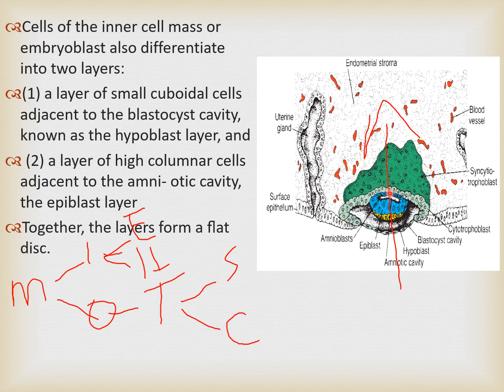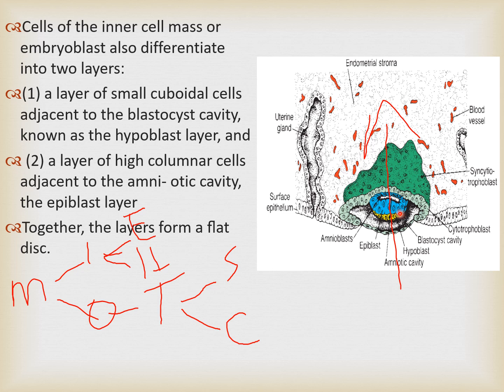Now the cells of the inner cell mass, which is now known as embryoblast, differentiate into two layers. The layer which is shown here in blue color is the epiblast, and the layer shown in yellow color is the hypoblast.